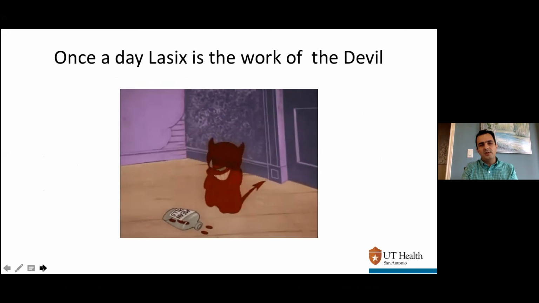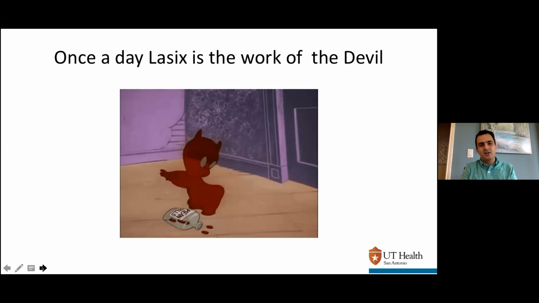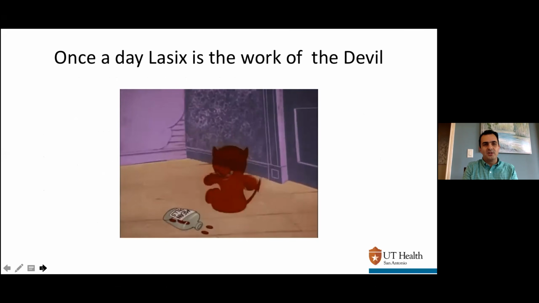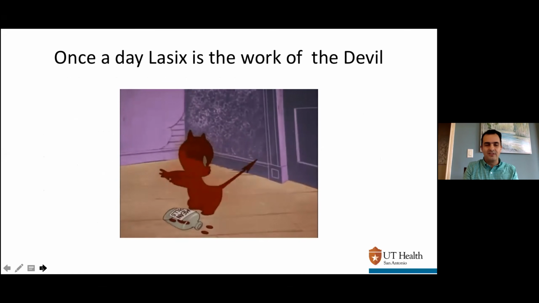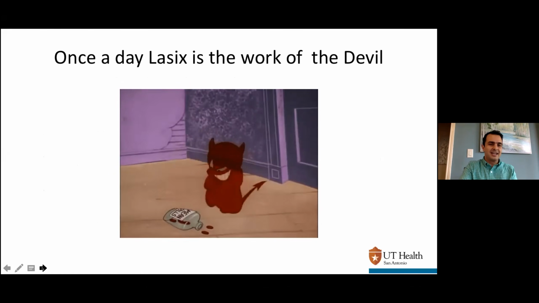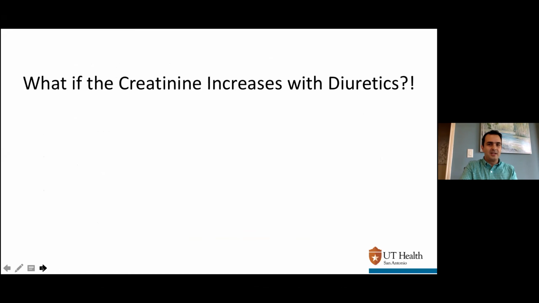Dr. Kunau was one of the famous nephrologists here. He retired 4 or 5 years ago, and I was one of his fellows. He used to say once a day Lasix is actually the work of the devil. So don't use Lasix once a day, at least twice a day.